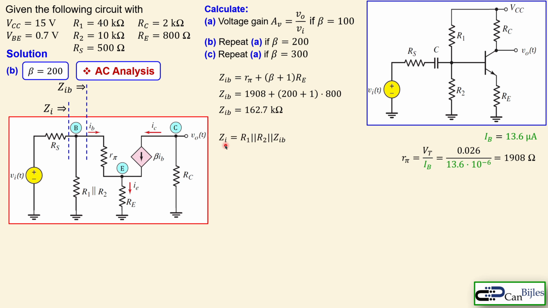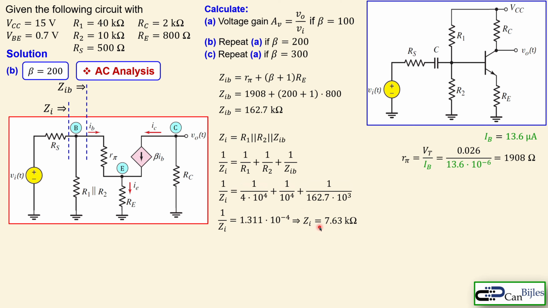Okay, now again the ZI here is then a parallel combination of R1, R2 and this resistor, or the impedance I must say, and then we have this expression, and then you substitute everything here and you will get now our new value of ZI. You see that is not really changed compared to the first case for beta is 100. So we have now 7.63 kilo ohms.